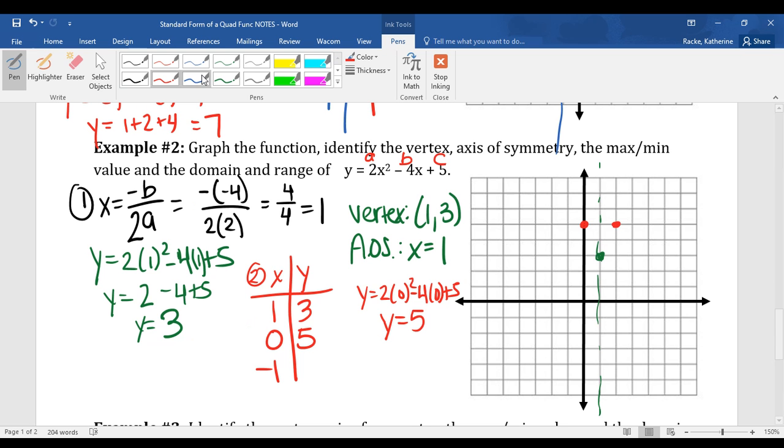Okay, now we're going to do our x equals negative 1, so y equals 2 times negative 1 squared minus 4 times negative 1 plus 5. Negative 1 squared, so negative 1 times negative 1 gives me a positive 1 minus 4 times negative 1, which is going to give me a positive 4. So negative 4 times negative 1 gives me a positive 4 plus 1. 2 times 1 gives me 2, so 2 plus 4 plus 5, so that will give me 11.